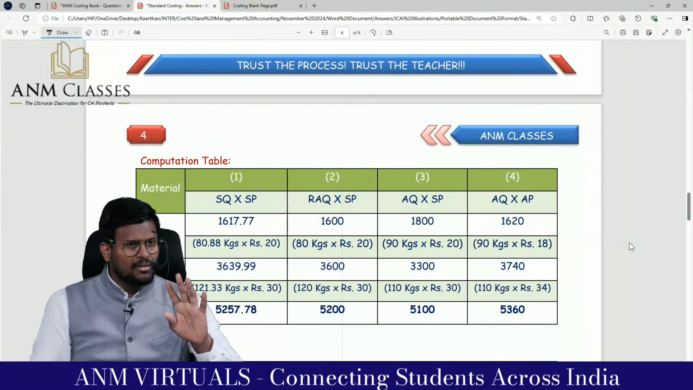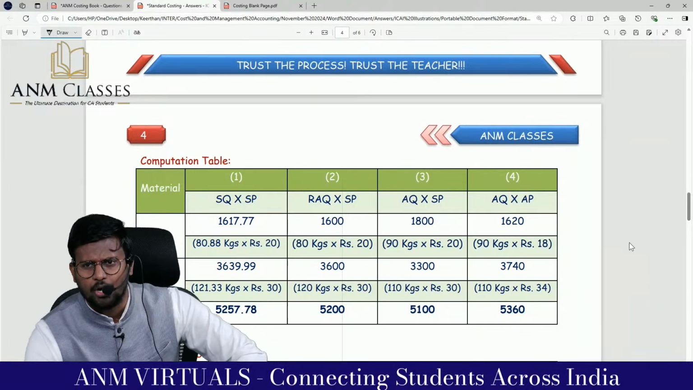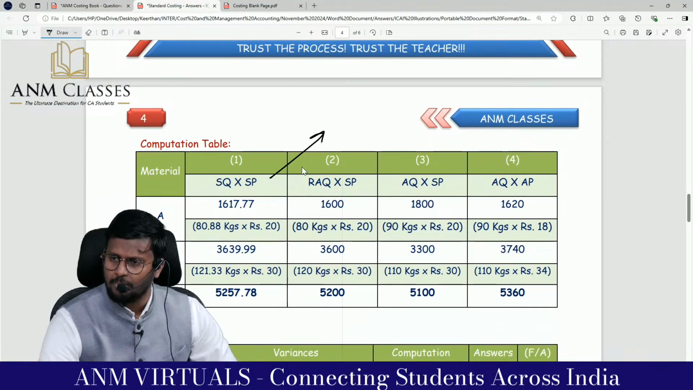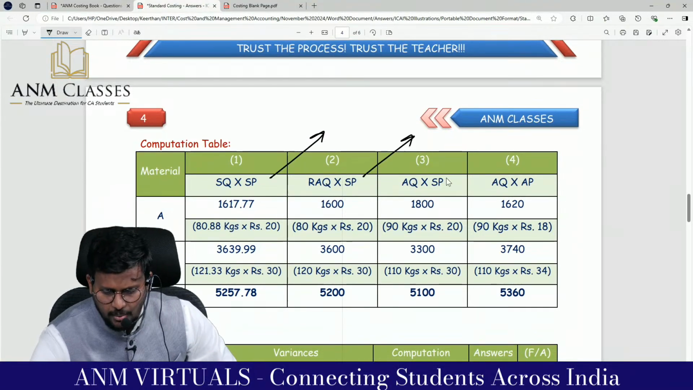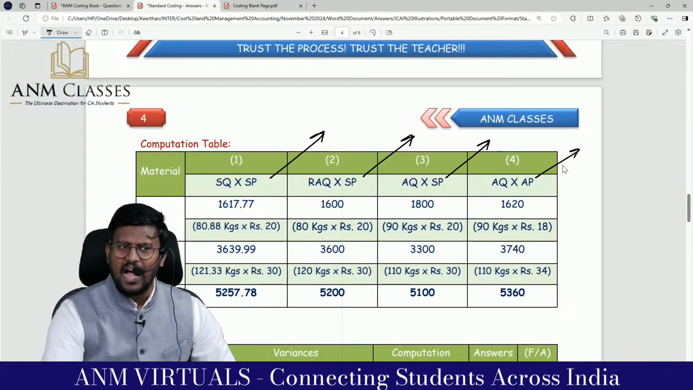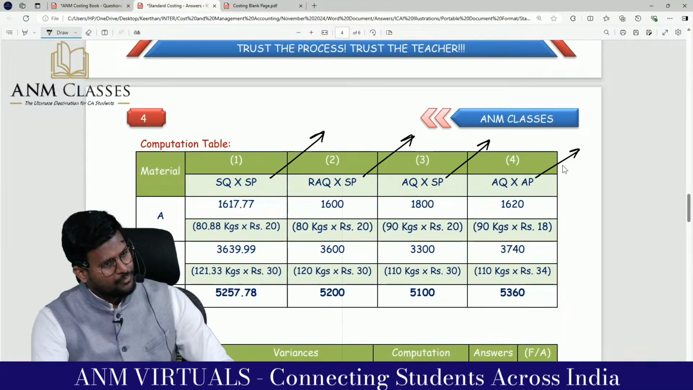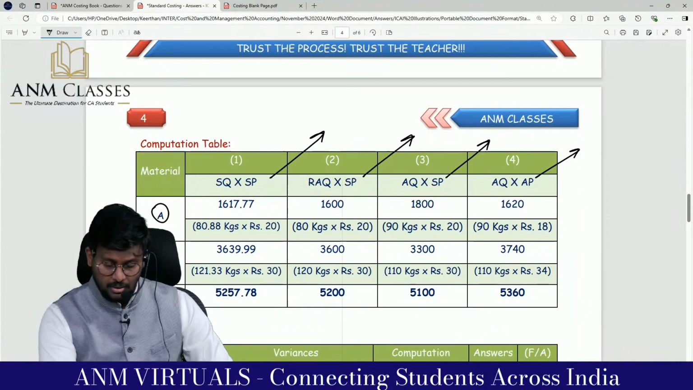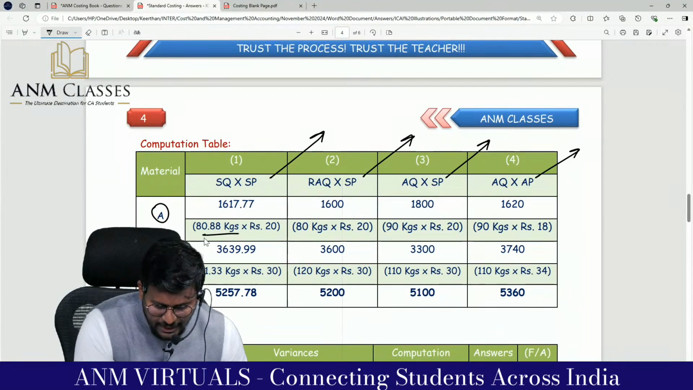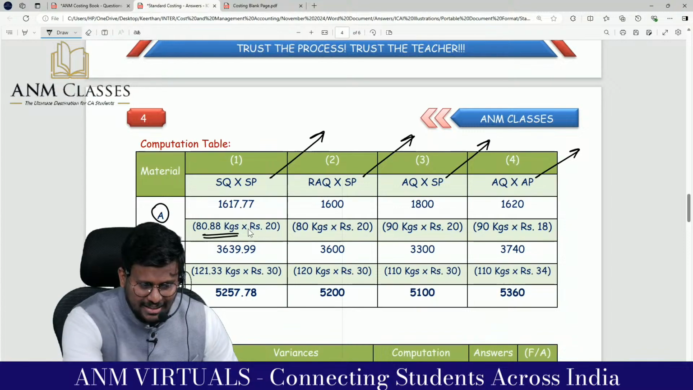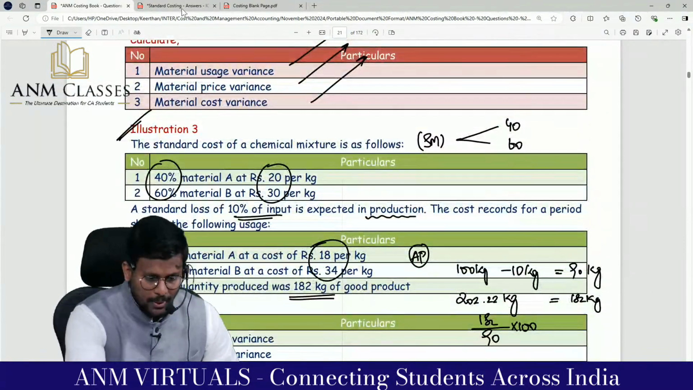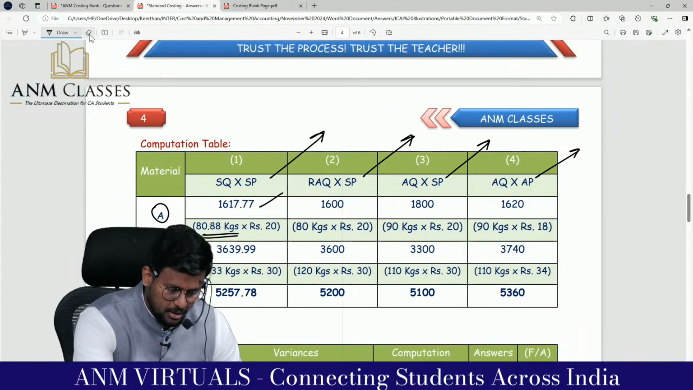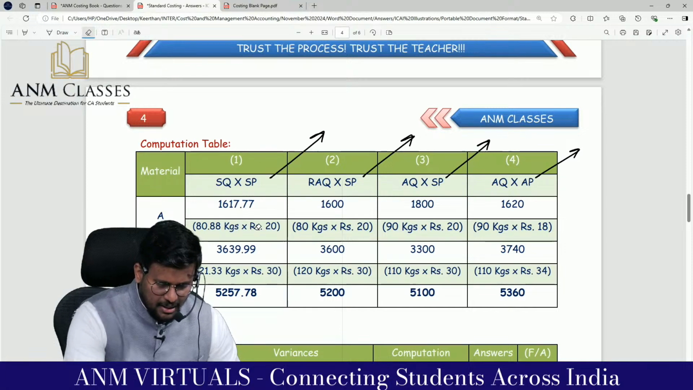Very simple. This is a multiple raw material product, so four columns will come: standard quantity into standard price, revised actual quantity into standard price, actual quantity into standard price, and actual quantity into actual price. We have two raw materials, A and B. For raw material A, standard quantity 80.88 into the standard price of 20 will be 1617.77.